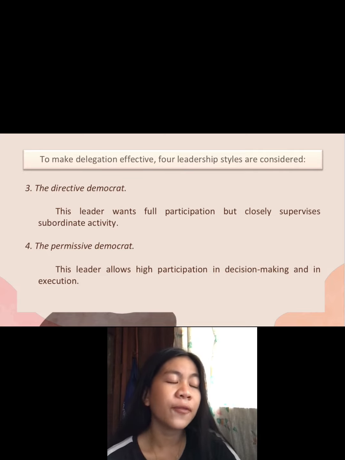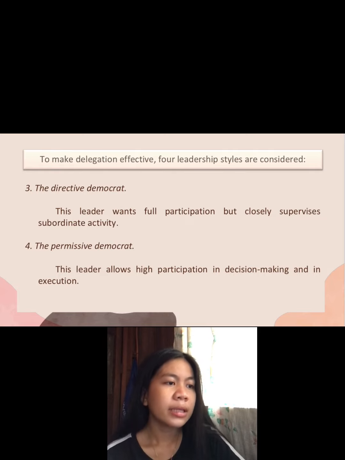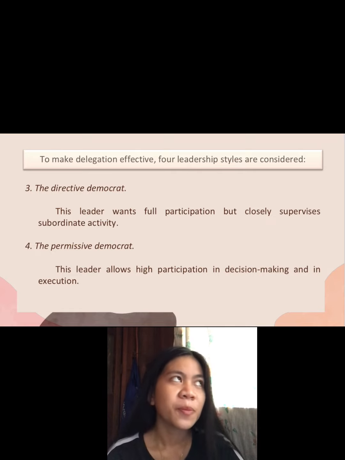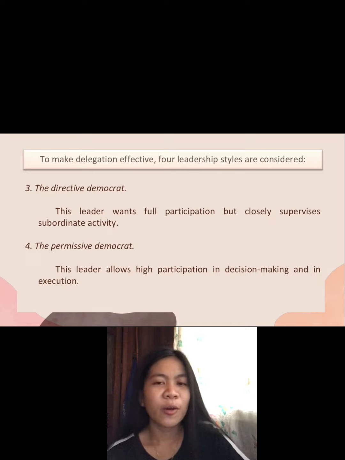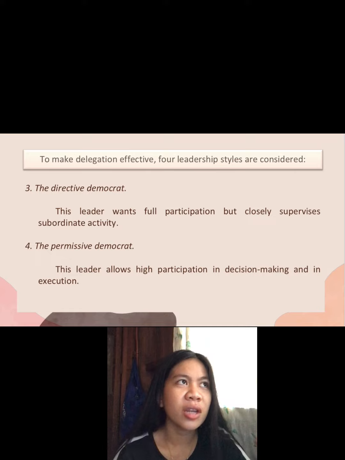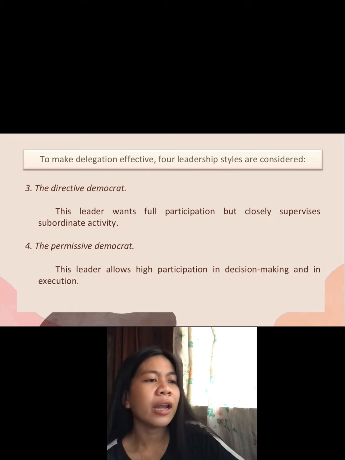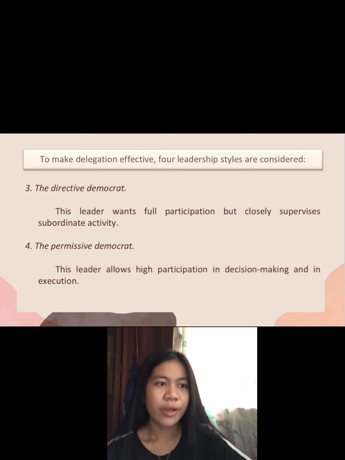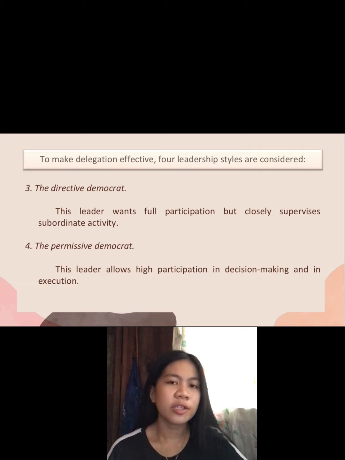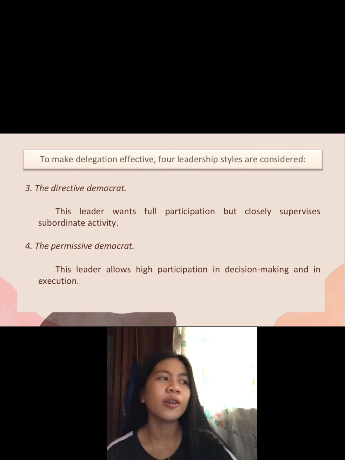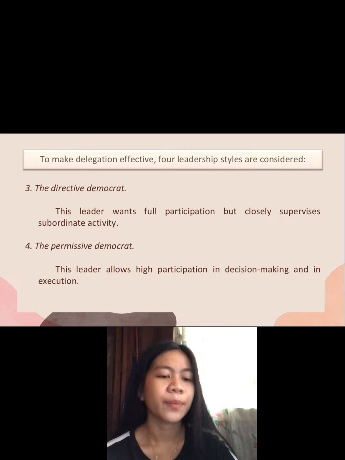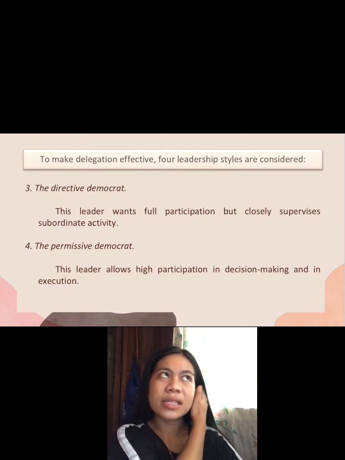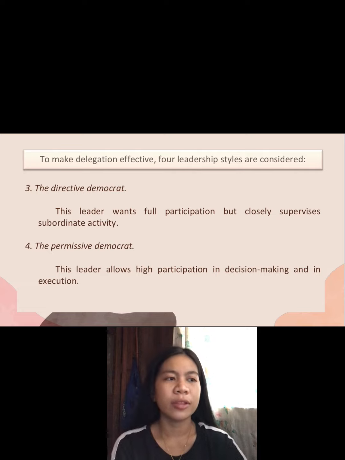And then the fourth one rather, the permissive democrat. These leaders allows high participation in decision making and execution. So dito naman, unlike sa mga nauna ko na sinabi no, na though may participation pero hindi masyado. Here naman, may participation at the same time meron ding part sa execution. So basically, their opinions, their suggestions are being heard, and at the same time, they are the ones who will execute the decision.